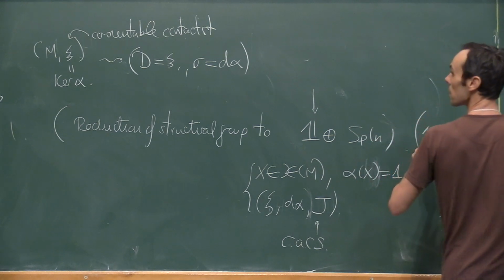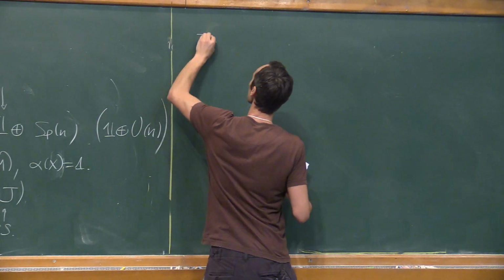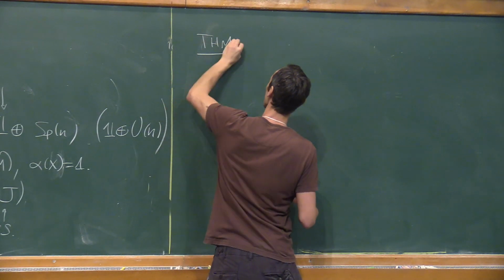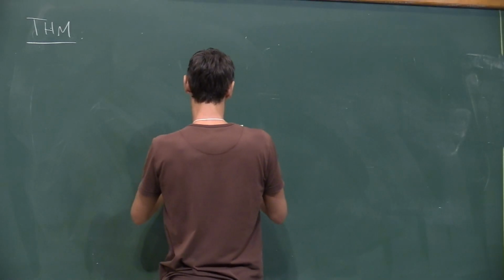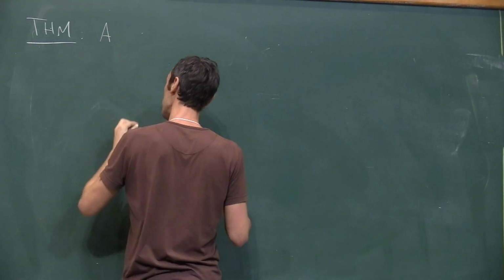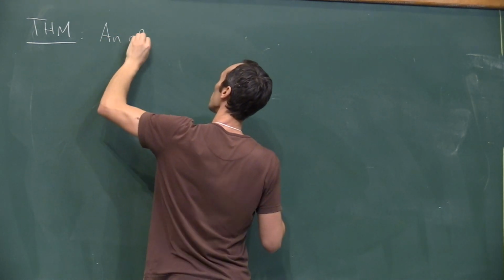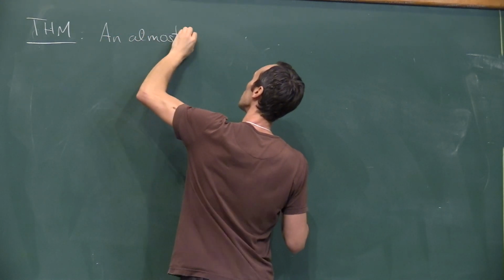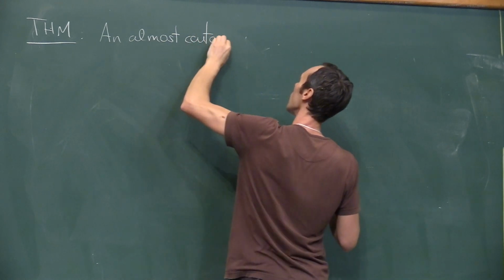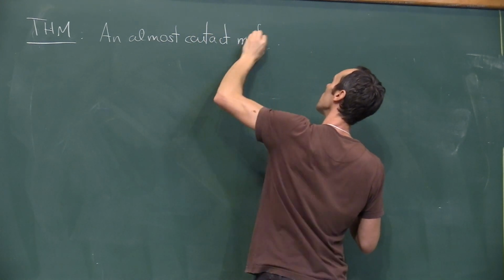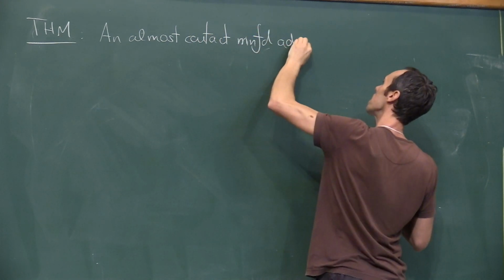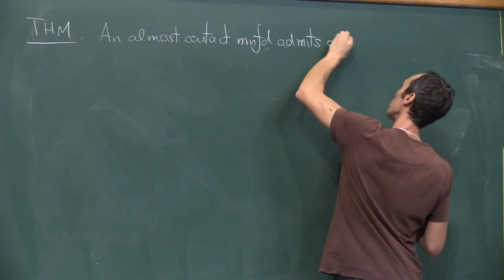All right, so here's the theorem. And this is really the theorem in contact geometry. Again, I'll state a very weak version of it. An almost contact manifold admits a contact structure.